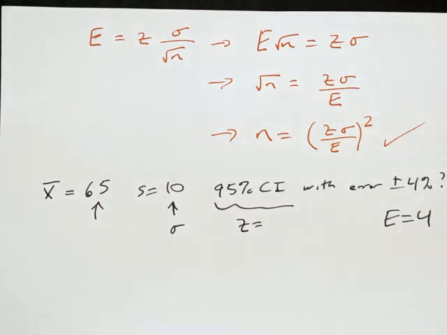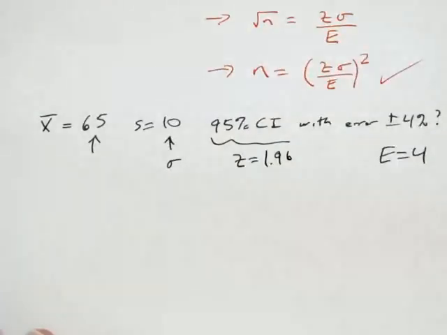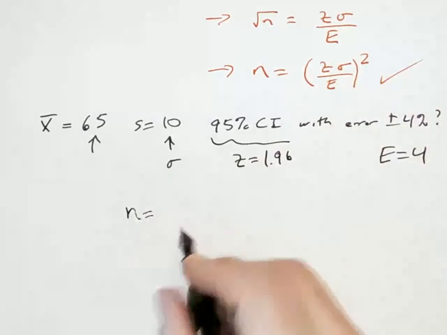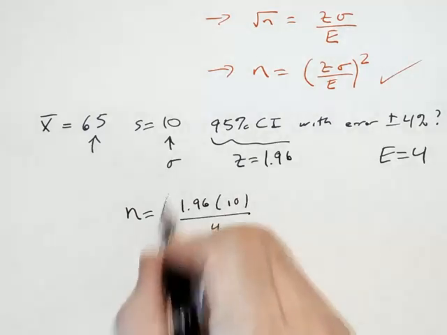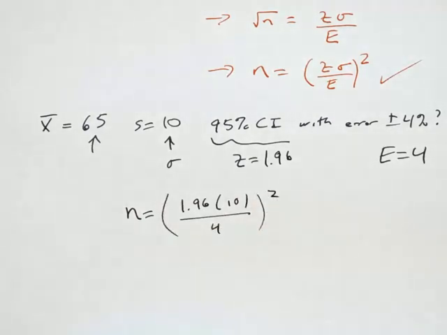What Z am I using? 1.96. So, how many people do I need? Whatever answer you get here, round up. Always round up. Because I don't know how to do a fraction of a person, and I'd rather have one more person surveyed than one less person surveyed.